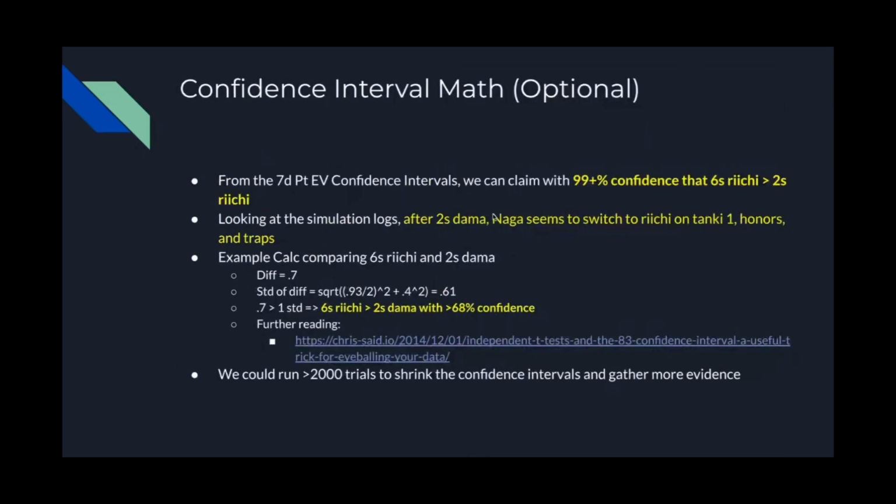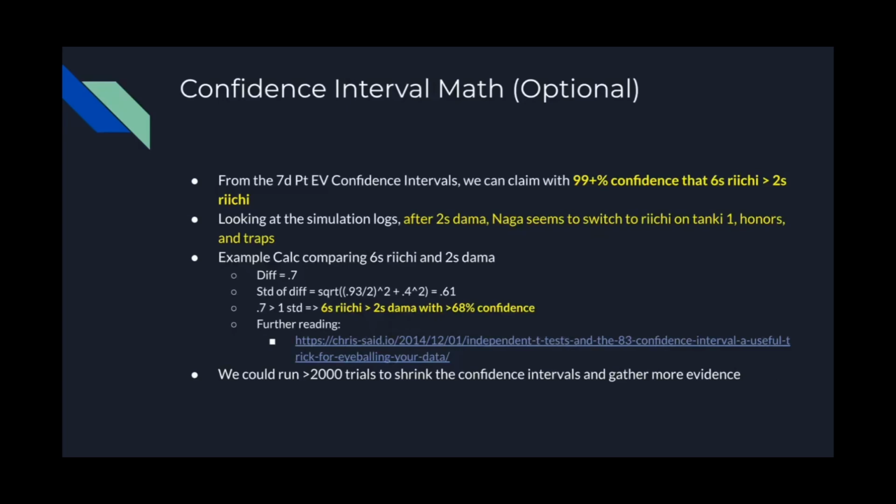So I actually didn't talk about 2S Dama, which was another choice that we were talking about. And this slide is a bit technical, so I won't talk about all of it. We can just read the lines in yellow. So based on the confidence intervals of the simulation, we are 99+% sure that 6S Riichi is better than 2S Riichi. And we are greater than 68% sure that 6S Riichi is better than 2S Dama.